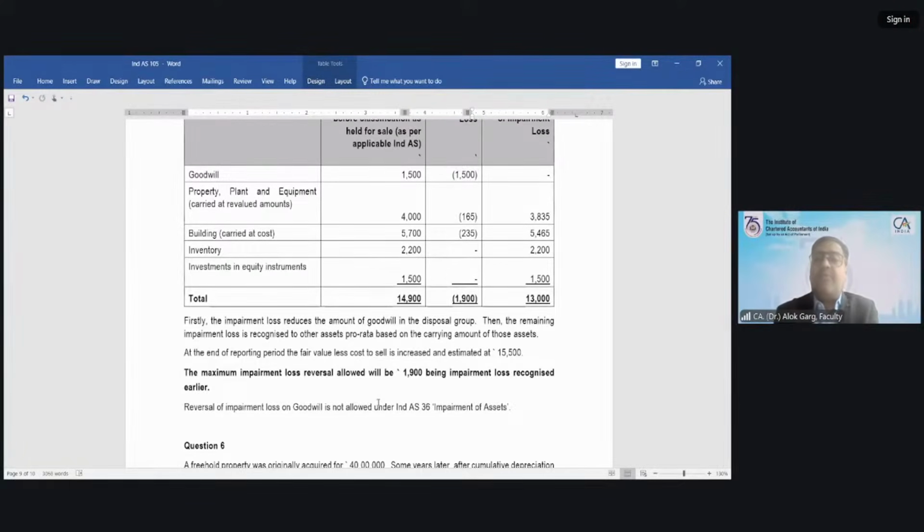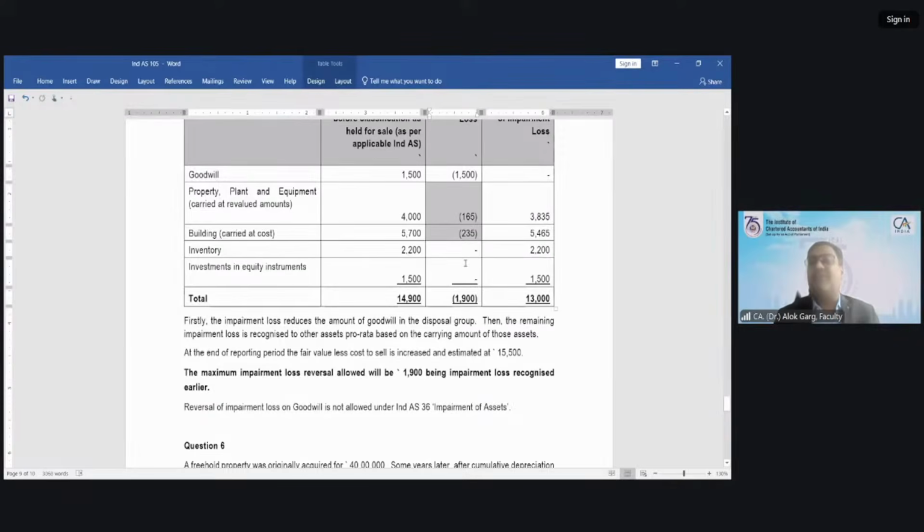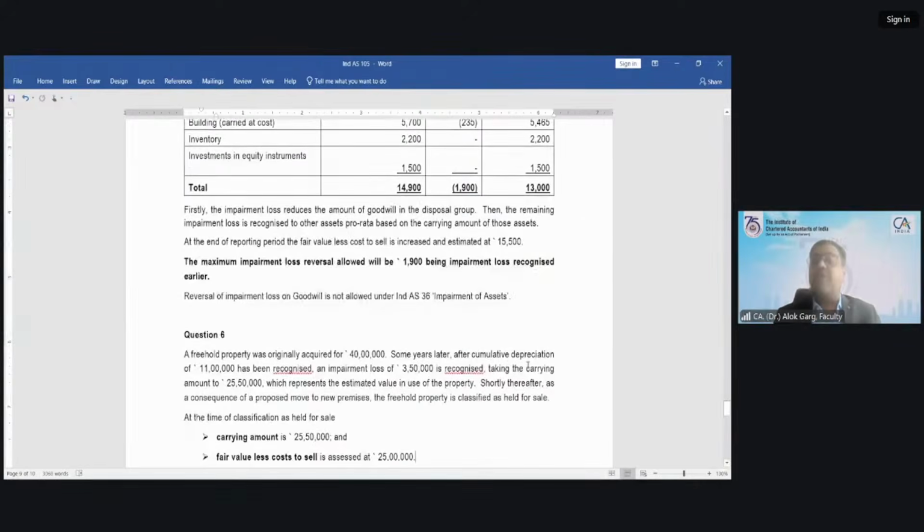At the end of the reporting period, the fair value less cost to sell is increased and estimated at 15,500. The maximum impairment loss reversal allowed will be 1900, being impairment loss recognized earlier. Reversal of impairment loss on goodwill is also not allowed under Ind AS 36. So how much will you reverse? You will reverse only to the extent of 165 and 235. Correct? The goodwill we will not touch, because it's goodwill, the goodwill cannot be reversed.